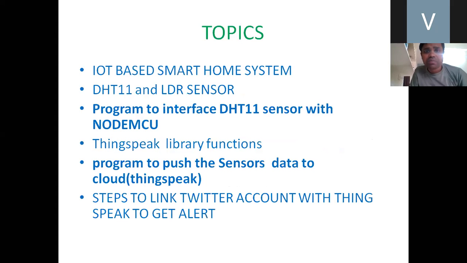First one is the IoT based smart home system. Next one is the DHT11 and LDR sensor. Next one is the program to interface the DHT11 sensor with NodeMCU. Next one is the ThingSpeak library function. Next one is the program to push the sensor data to the cloud. Next one is the steps to link a Twitter account with ThingSpeak to get alerts.